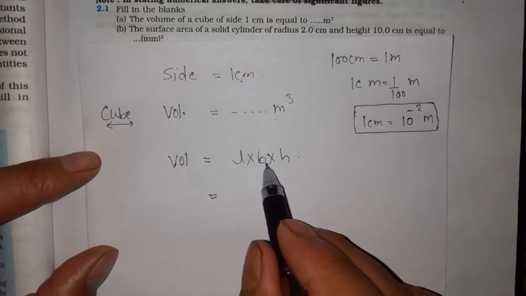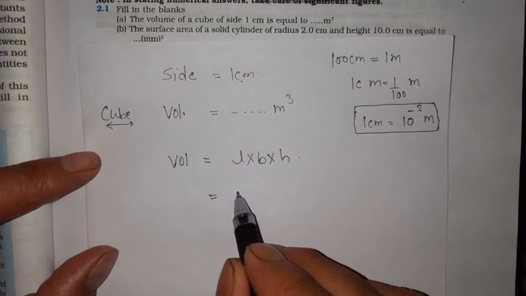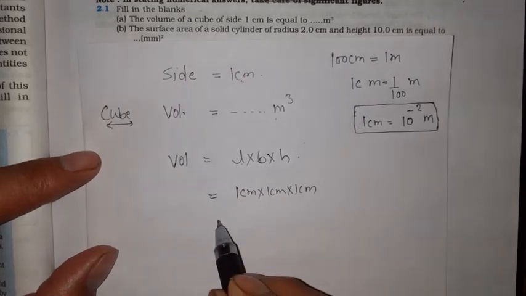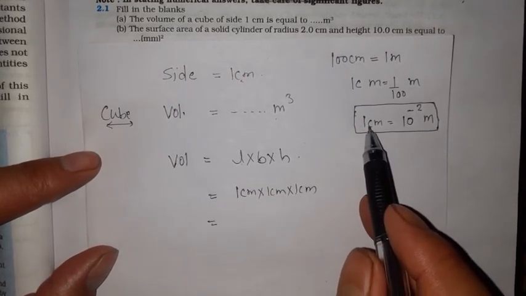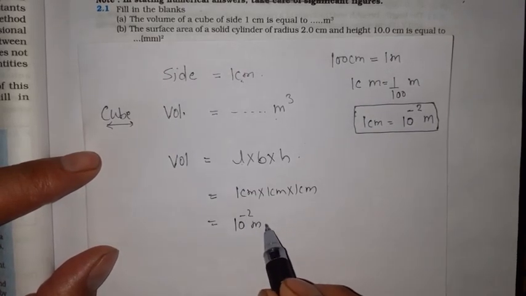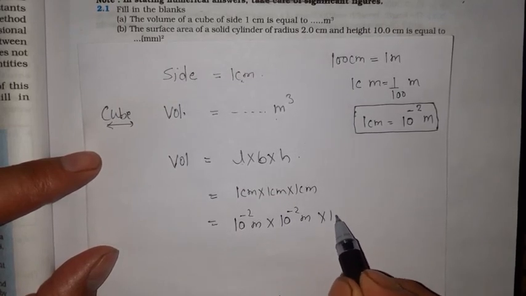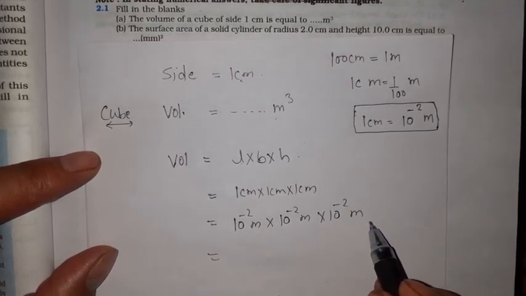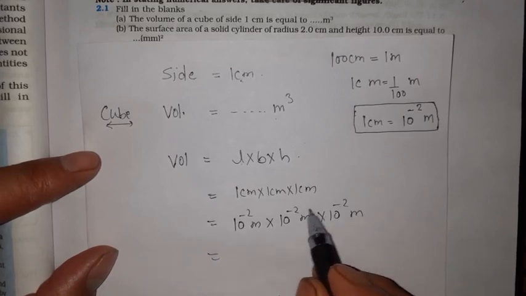Now we have length, breadth and height, and each is 1 centimeter. Therefore we get 1 centimeter into 1 centimeter into 1 centimeter, which is equal to 10 to the power minus 2 meter, another 10 to the power minus 2 meter, and another 10 to the power minus 2 meter. Now all are going to multiply.